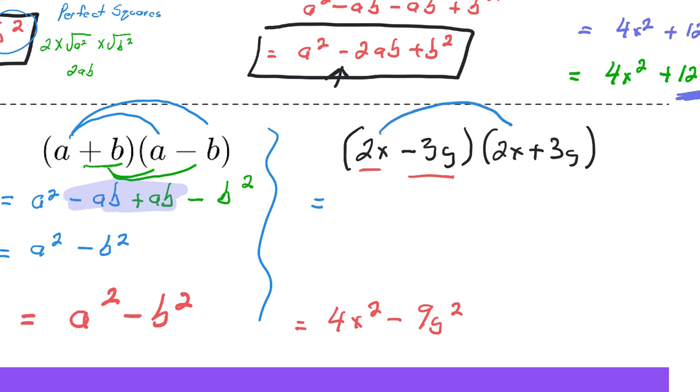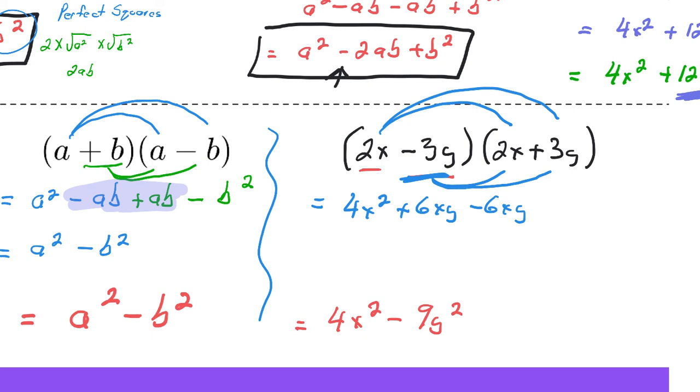2x times 2x is 4x squared. 2x times 3y is 6xy. The negative 3y times 2x is negative 6xy. And negative 3y times positive 3y is negative 9y squared. These two values cancel out, and you get the result in red.